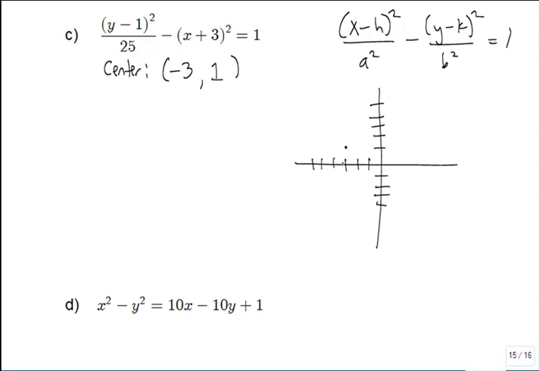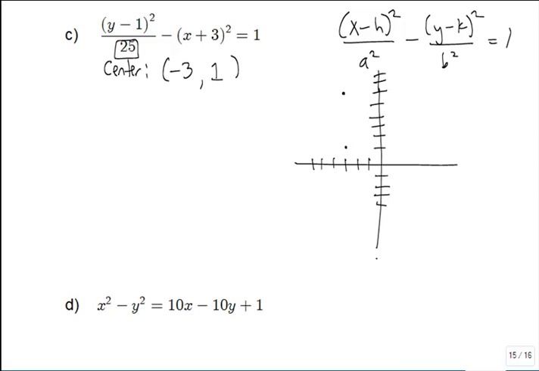So our vertices are going to be up and down as well. And where are they going to be? Well, they're going to be up and down 5, since the square root of 25 is 5. But since we have a shifted center, we need to go up 5 from the center and down 5 from the center. So let's see what that would put us at. I would go up 5, 1, 2, 3, 4, 5, would put me right here.